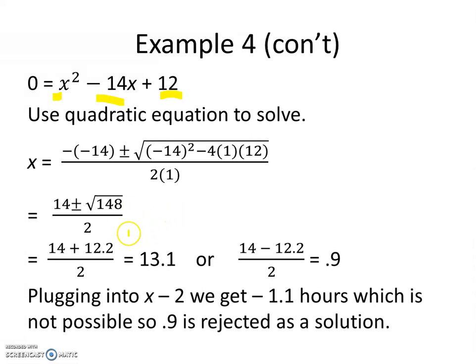The square root of 148 is approximately 12.2. So if we take 14 plus 12.2 divided by 2, we get 13.1. Or if we take 14 minus our 12.2 divided by 2, we get 0.9. Plugging into x minus 2, we get a negative 1.1 hours, which is not possible. So 0.9 is rejected as a solution. So our only solution is the 13.1.